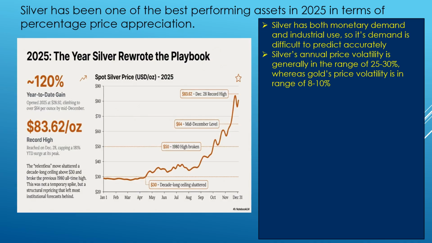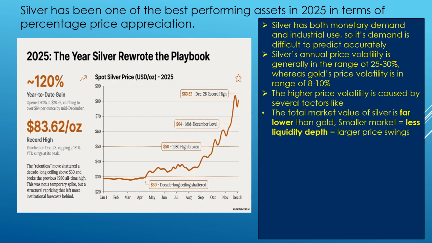Now, silver's annual price volatility is generally in the range of 25 to 30%, whereas gold's price volatility is in the range of 8 to 10%. The higher price volatility is caused by several factors. The total market value of silver is far lower than gold. Smaller market equals less liquidity depth equals large price swings.